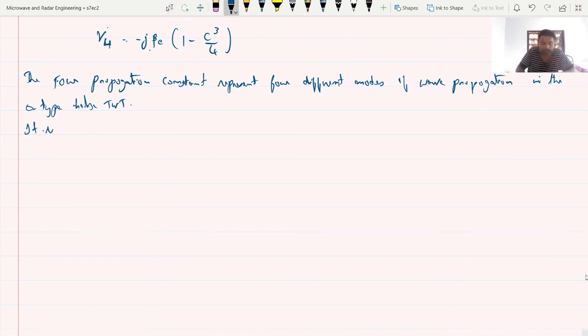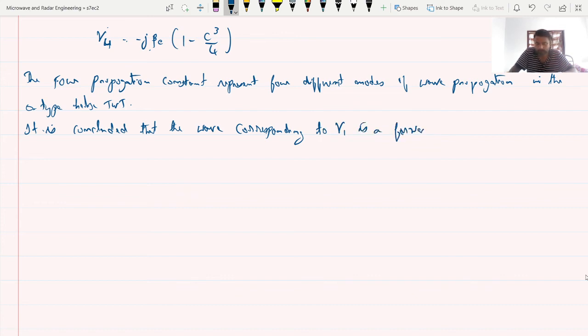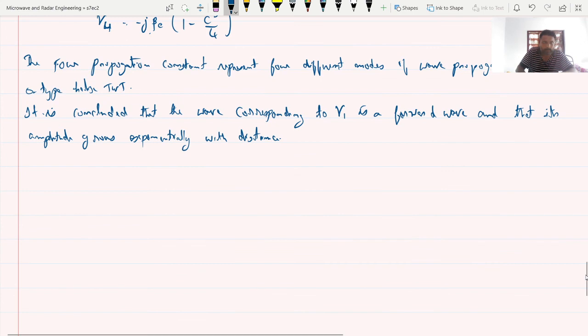Okay, so it is concluded that the wave corresponding to gamma 1 is a forward wave, and that its amplitude grows exponentially with the distance. That is the first point.